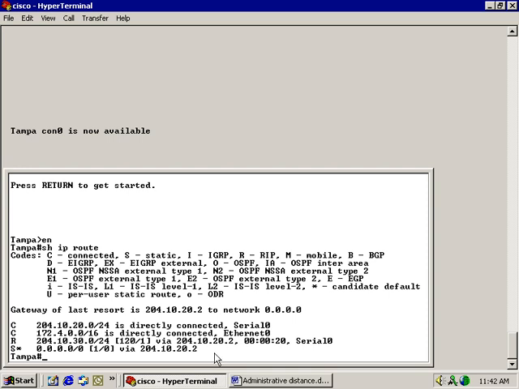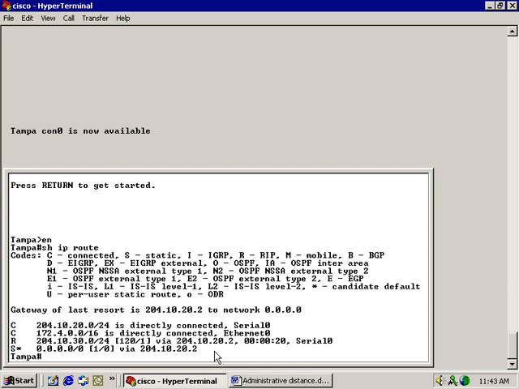RIP tells us here that for me to get over to the 204.10.30.0 network, I'm going to go over to the 204.10.20.2 interface. But if that interface should go down, then I no longer have access to that 204.10.30 network. I don't want that to happen. So what I'm going to do is configure a floating static route that's going to allow me to get over to that network by way of another path.